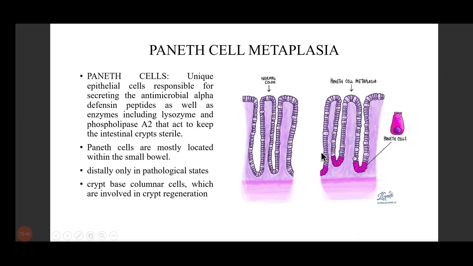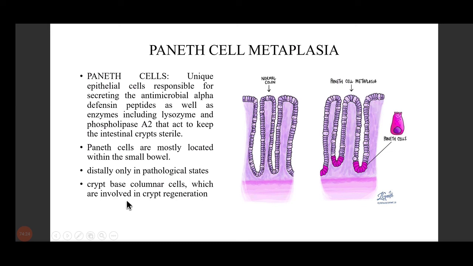Next slide, Paneth cell metaplasia. Paneth cells are unique epithelial cells which are responsible for secreting antimicrobial alpha defensin peptides as well as enzymes such as lysozyme and phospholipase A2, which keep the intestinal crypts sterile. So the main point is antimicrobial. They contain granules which have antimicrobial properties. These are mostly located within the small bowel, and distally only in pathological states.